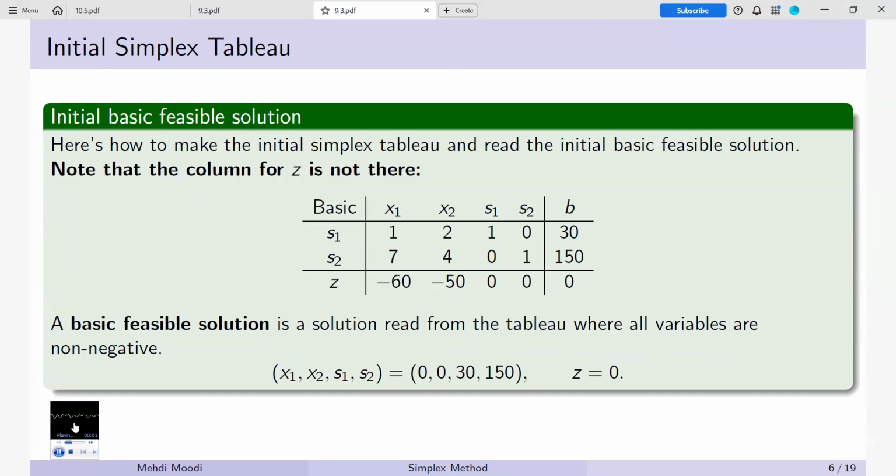This is the initial Simplex Tableau. At the start, the slack variables are the basic variables, and the decision variables are 0. That gives us the initial basic feasible solution. It is usually a boring solution, but it gives us a legal starting point.